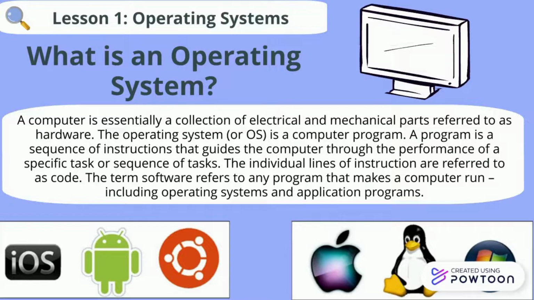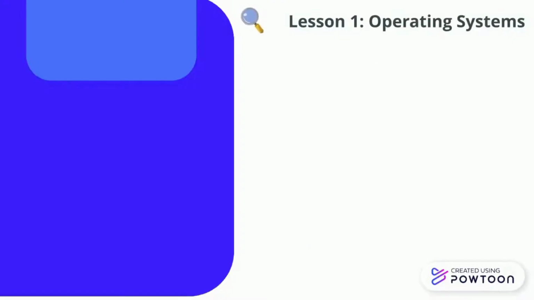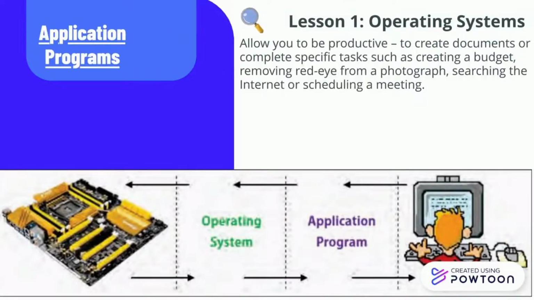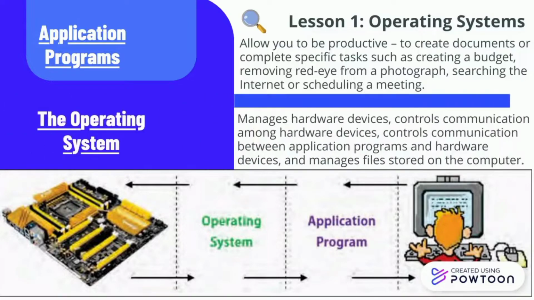The term software refers to any program that makes a computer run, including operating systems and application programs. Application programs allow you to be productive, to create documents, or complete specific tasks such as creating a budget, removing red eye from a photograph, searching the internet, or scheduling a meeting. The operating system manages hardware devices, controls communication among hardware devices, controls communication between application programs and hardware devices, and manages files stored on the computer.